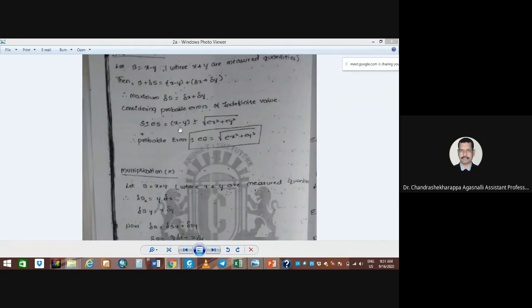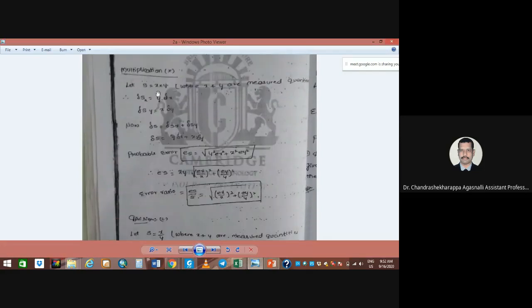That means ES is equal to X minus Y plus or minus the square root of EX squared plus EY squared. So here in subtraction, the probable error plus or minus ES is equal to the square root of EX squared plus EY squared. So when it comes to multiplications, what is going to happen here? Let S be equal to X multiplied by Y, X into Y, where X and Y are measured quantities.